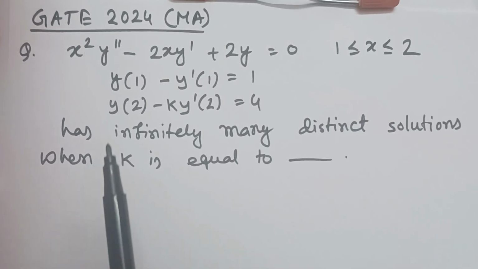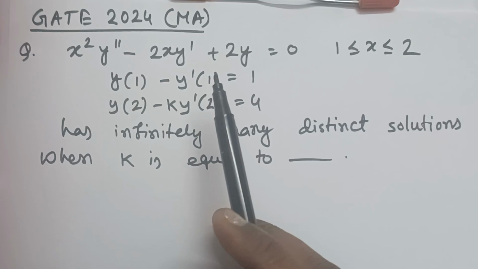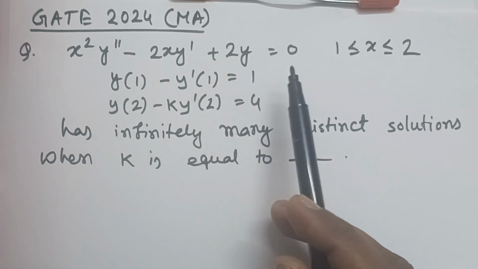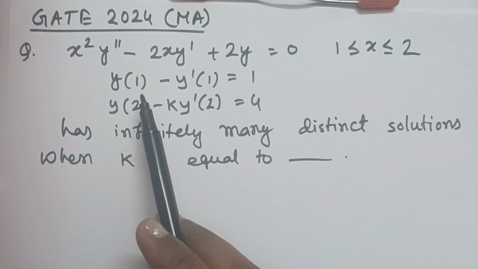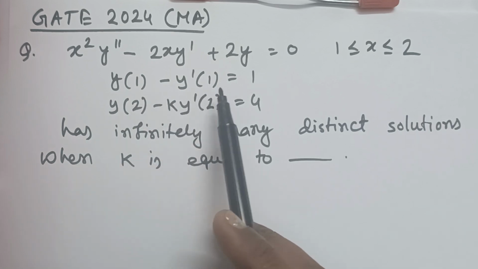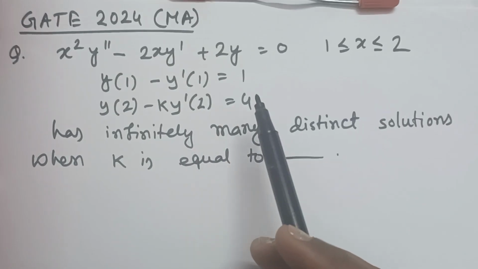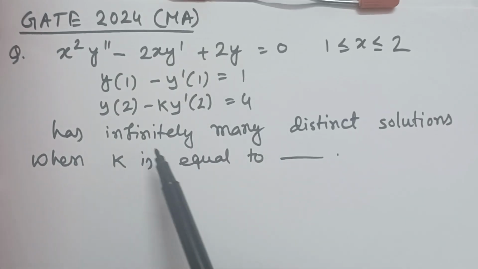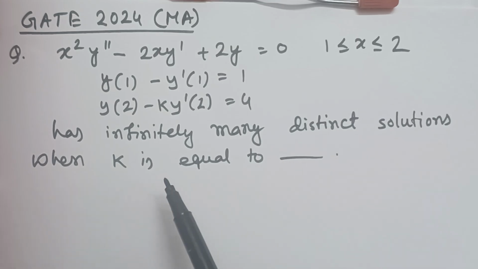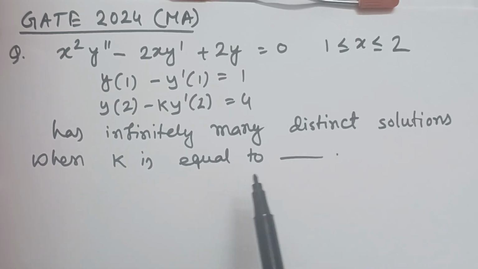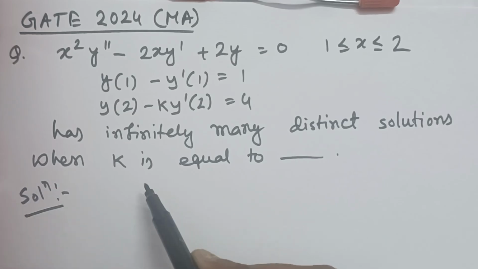Now the question is, if x square y double dash minus 2x y dash plus 2y equal to 0, where x belongs to the closed interval [1, 2], and with the conditions y(1) minus y'(1) equal to 1, y(2) minus k y'(2) equal to 4, and this system has infinitely many distinct solutions, then we have to find the value of k. That is, for which value of k this system has infinitely many solutions. So let's start the solution.